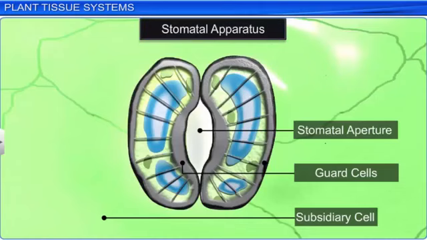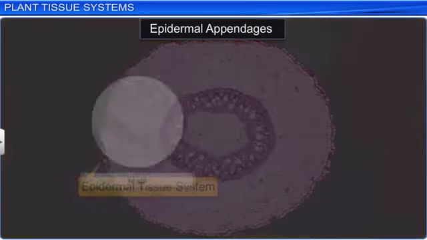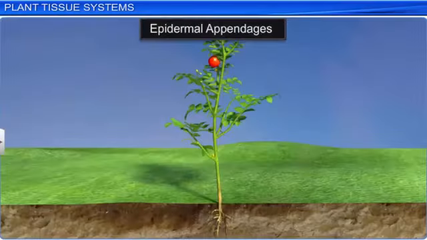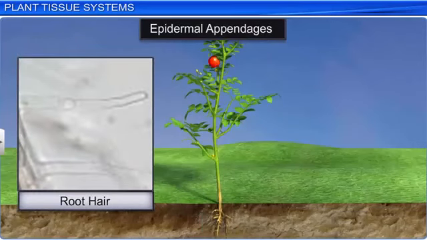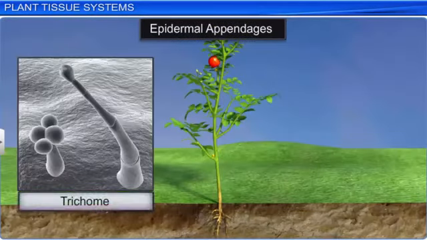The epidermal tissue has epidermal appendages such as hair and trichomes. The root hairs are unicellular elongations of the epidermal cells, and they help absorb water and minerals from the soil. The epidermal hairs on the stem are known as trichomes. They may be branched, unbranched, soft or stiff, and may also be secretory in function. Besides this, trichomes prevent loss of water due to transpiration.